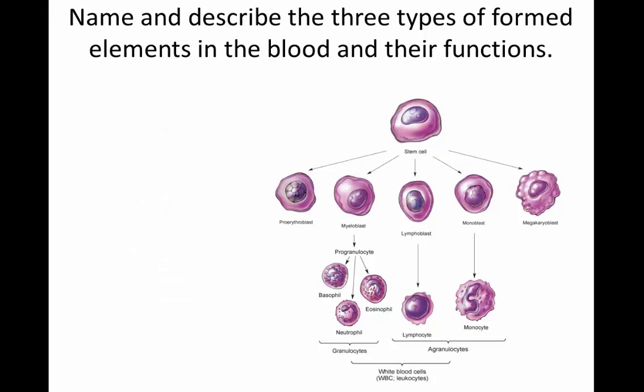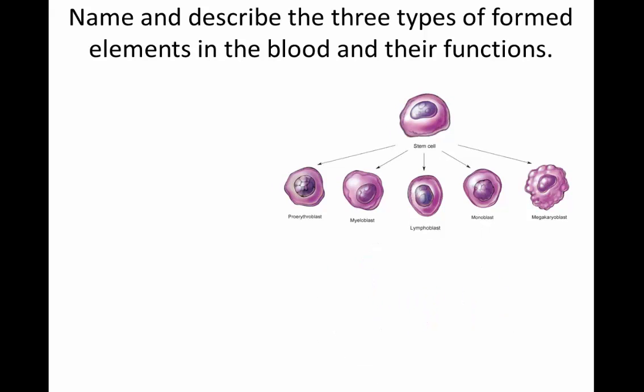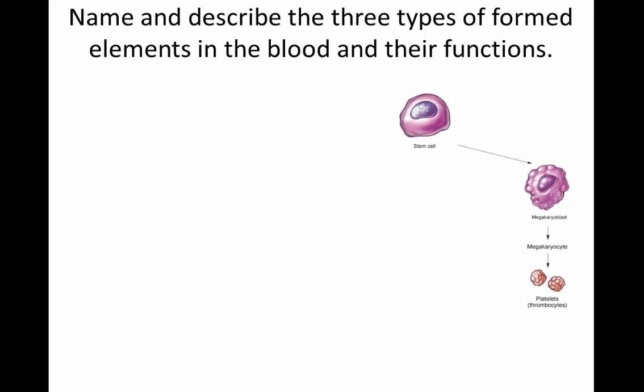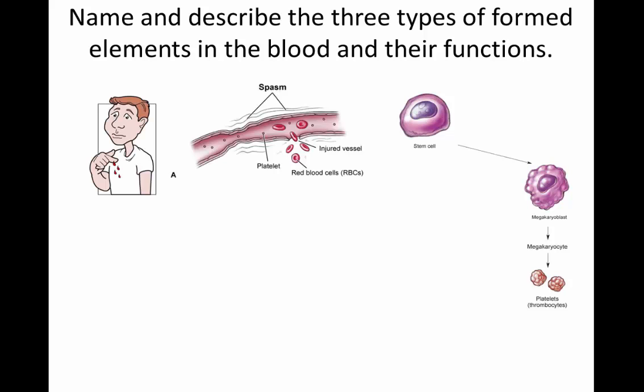So now that we've talked about white blood cells, or leukocytes, let's move on to the third and final formed element in the blood. The megakaryoblast, as we mentioned earlier in this unit, will form ultimately platelets, or thrombocytes. The thrombocytes are involved in blood clotting. So let's focus in on just these cells.